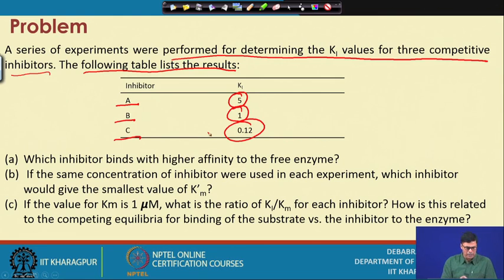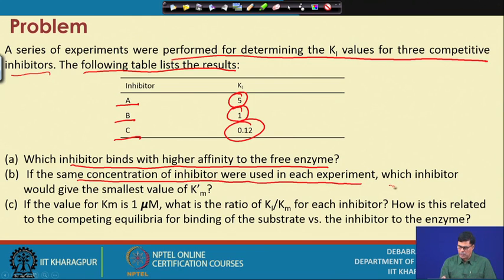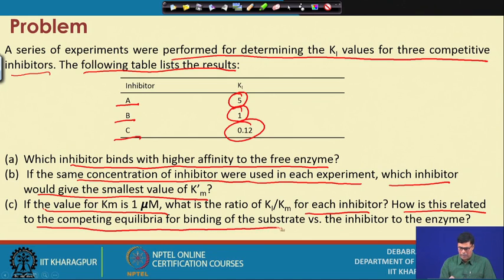Now, what we shall have to find out is which inhibitor binds with higher affinity with the free enzyme. If the same concentration of inhibitor were used for each experiment, which inhibitor would give the smallest value of Km dash? And if the value of Km is 1 micromole, what is the ratio of Ki by Km for each inhibitor, and how is this related to the competing equilibrium for binding substrate versus the inhibitor to the enzyme?